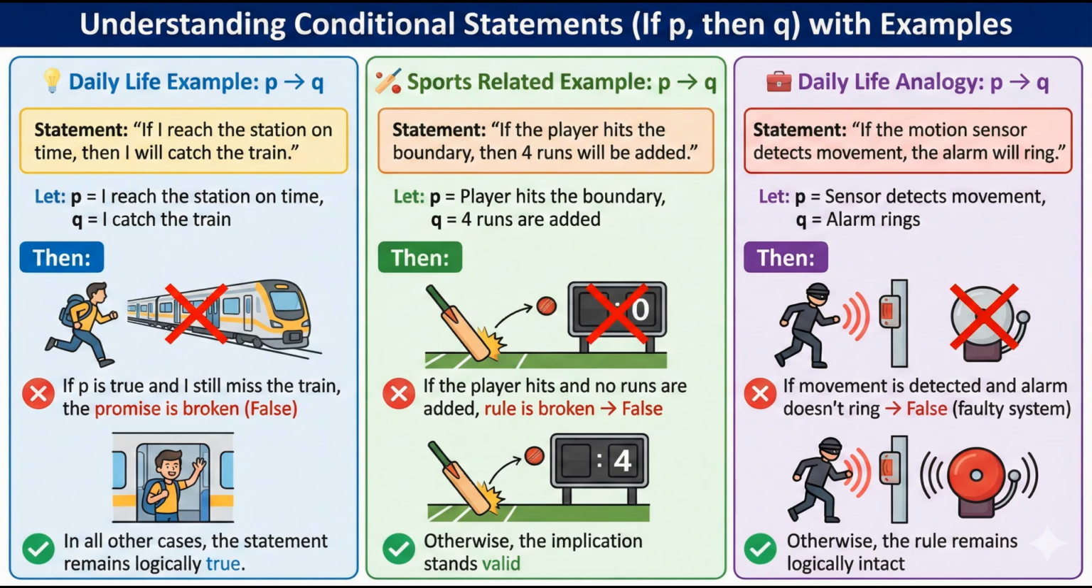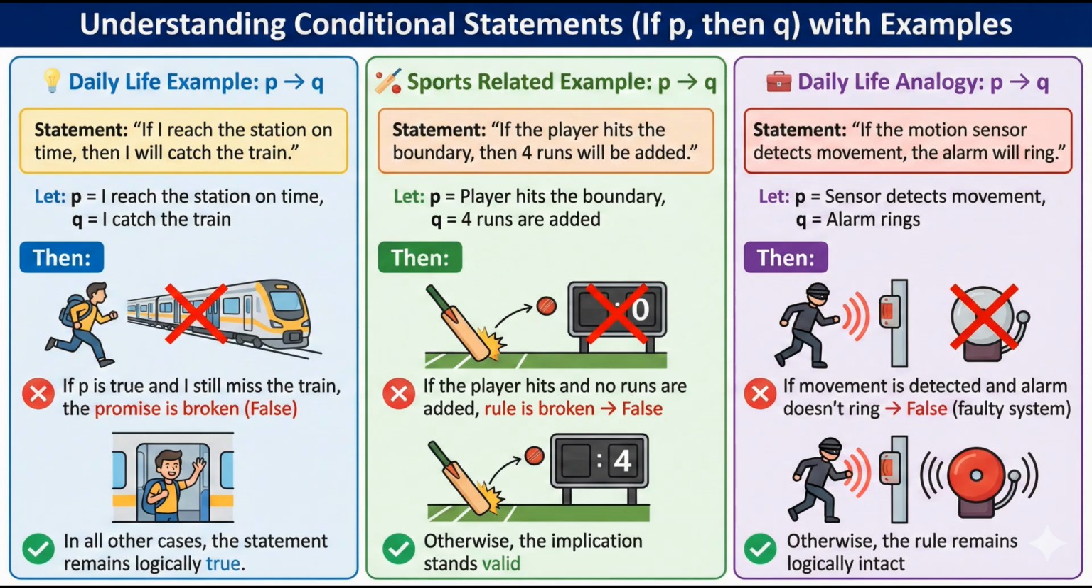Sports-related example. Now let us take a sports example. Statement: if the player hits the boundary, then 4 runs will be added. Let P be the player hits the boundary, Q be 4 runs are added. If the boundary is hit but no runs are added, then the rule is broken and the statement becomes false. Otherwise, the implication remains true.